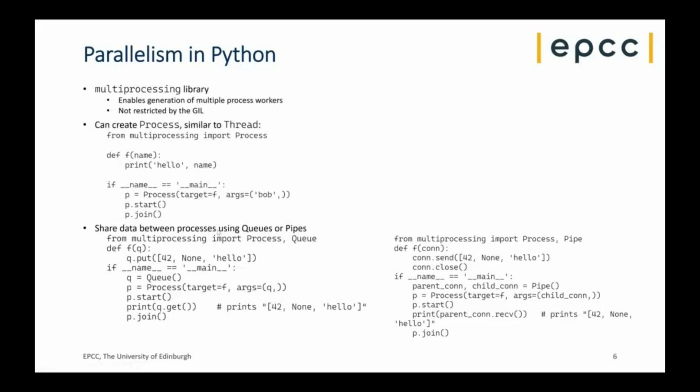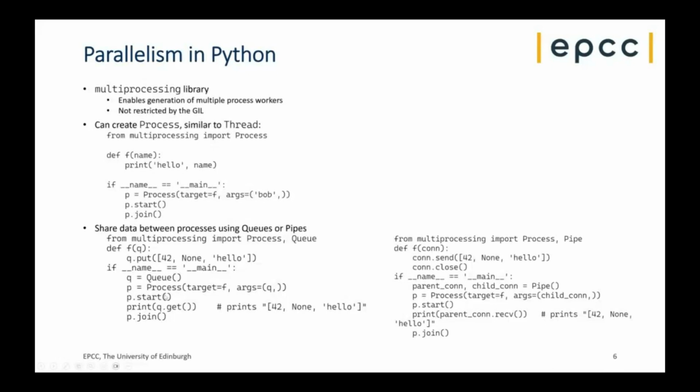Now, there is another way of doing parallelism in Python called multiprocessing. And this creates separate workers who can all run independently because they're effectively individual programs that have been created. And so this is not restricted by this global interpreter lock. We can use a multiprocessing library, and then we can create processes like we saw before with threads, and we can give them functions to run, and pass arguments in, and we start them and we join them.